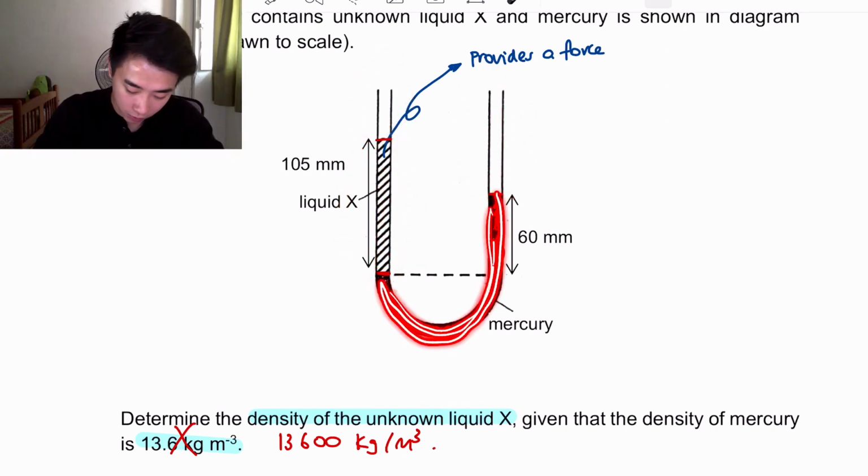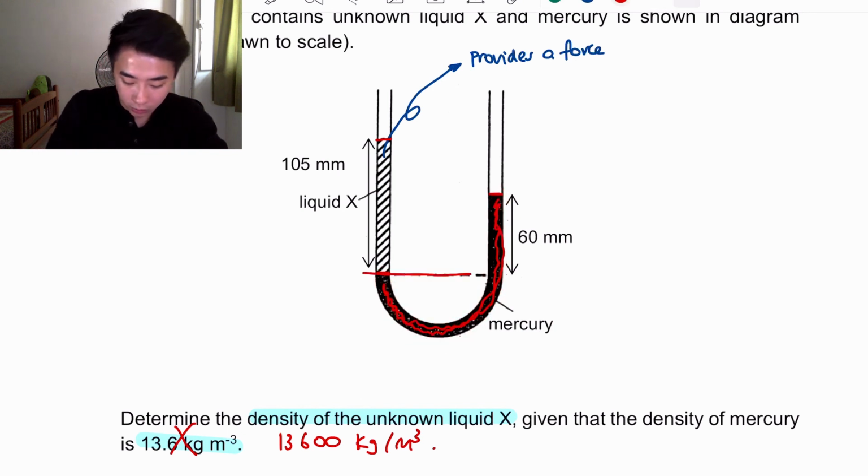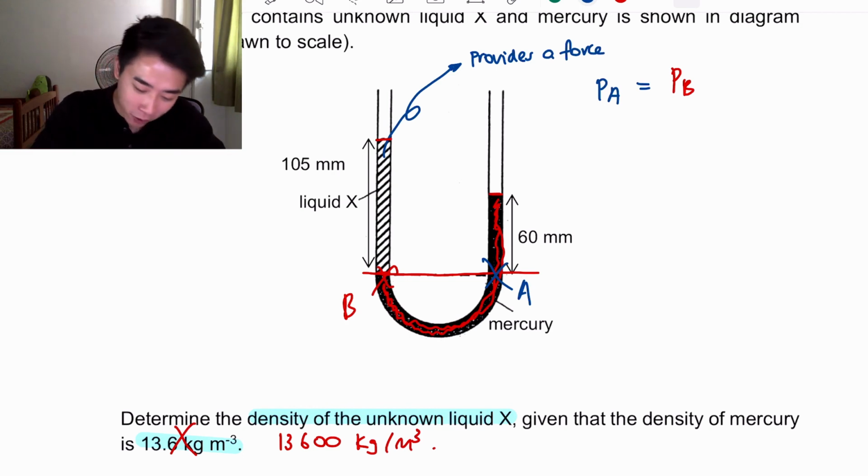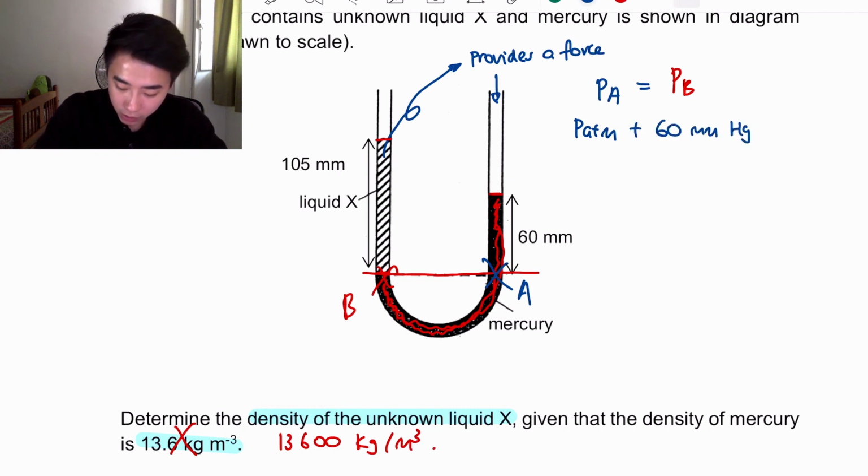So the gauge liquid that we have, in this case, is our mercury, and we draw our horizontal line. So again, this point over here I'll call it A, and this point over here I'll call it B. So no matter what, pressure at A equals pressure at B. Okay, what exactly is causing the pressure at A? Well, of course, there's the atmospheric pressure, which I'll write as my PATM. And there's also this 60 mm of mercury, right? So I have to add in my 60 mm of mercury, and this will be equal to the pressure at B.